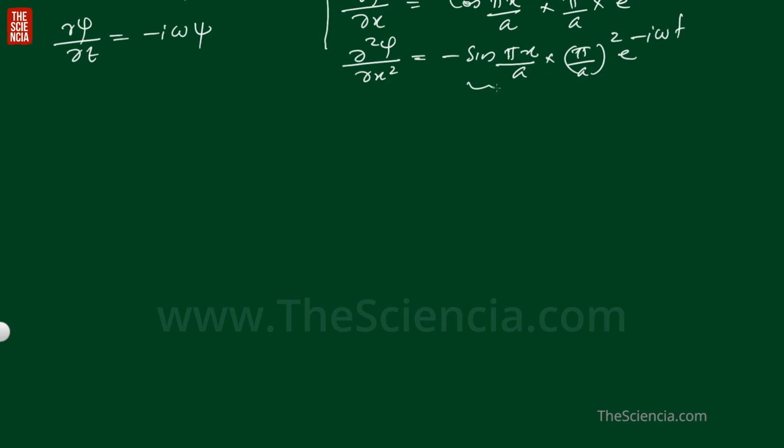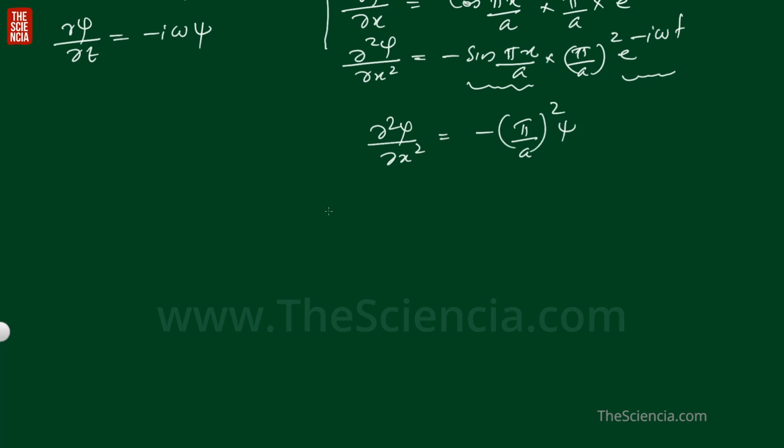Here also, see, this sin(πx/a) into e^(−iωt) is ψ itself, that is ∂²ψ/∂x² is equal to −(π/a)² into ψ.